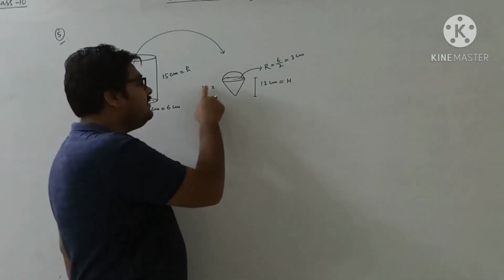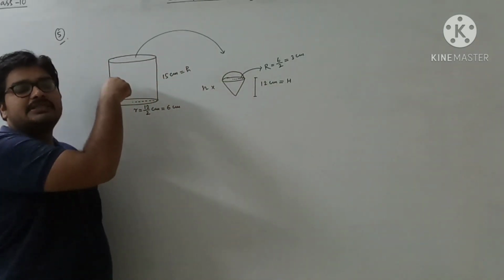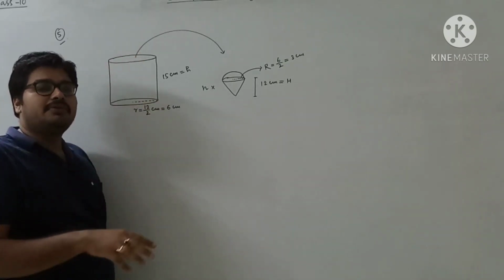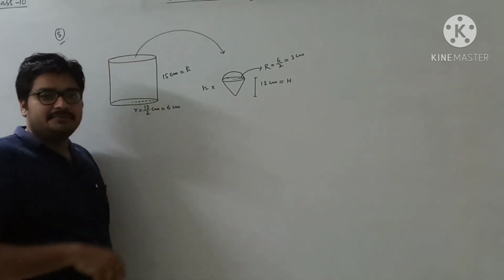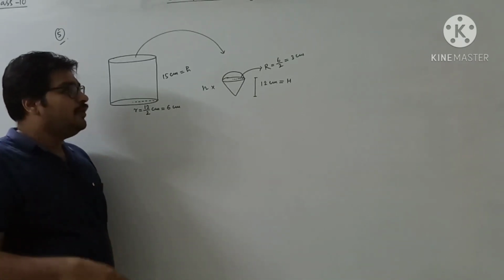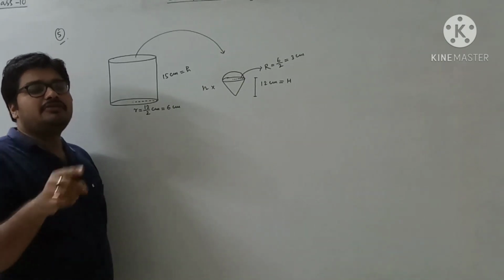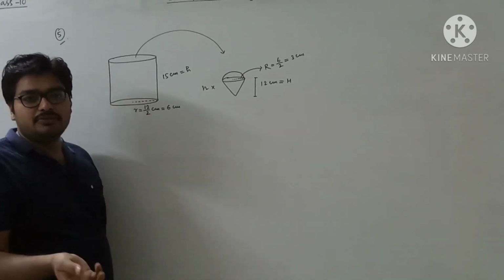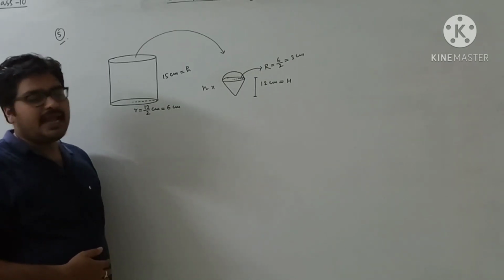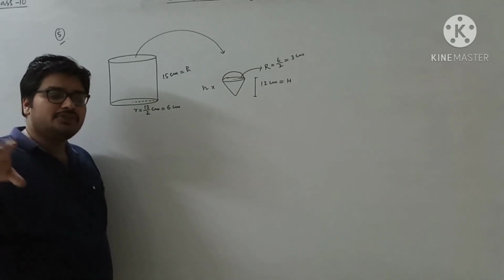Like that, n number of cones' total volume should be equal to the volume of the ice cream present in the cylinder, because all the cones have to be filled with the ice cream present in the cylinder. So what will be the volume of all those n number of cones? That should be equal to the volume of the cylinder, because all the ice cream has been taken from the cylinder to fill the cones. And I have chosen total n number of cones to be filled up.